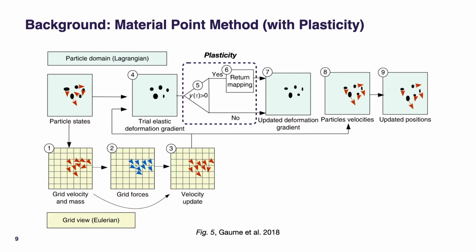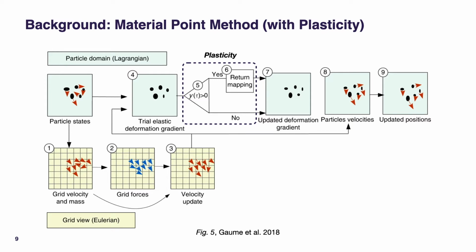2018, the aforementioned avalanche paper. And notice that the green boxes indicate particle views, while the yellow boxes show the grid view. We begin at the top left, where we have our particle positions, masses, and velocities. Step 1 is to transfer our mass and momentum to the grid using our interpolation routine, so labeled 1 we see the grid mass and momentum.